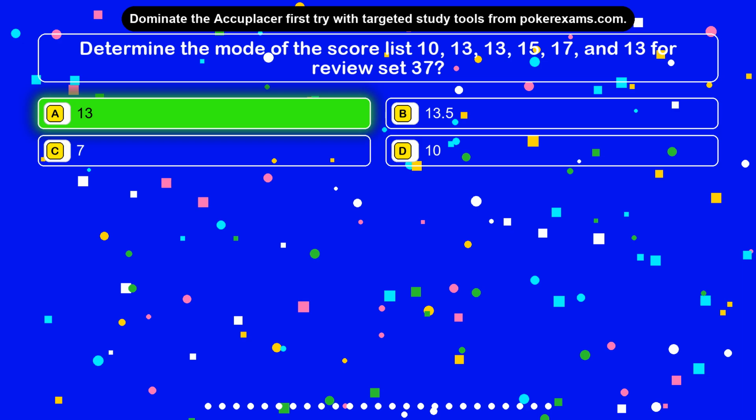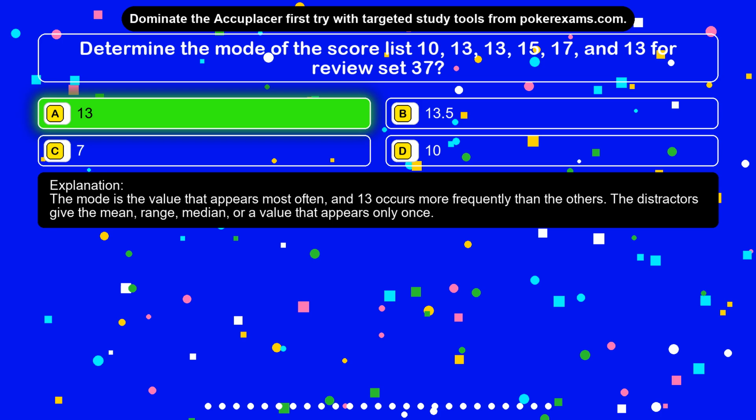The correct answer is option A, 13. The mode is the value that appears most often, and 13 occurs more frequently than the others. The distractors give the mean, range, median, or a value that appears only once.